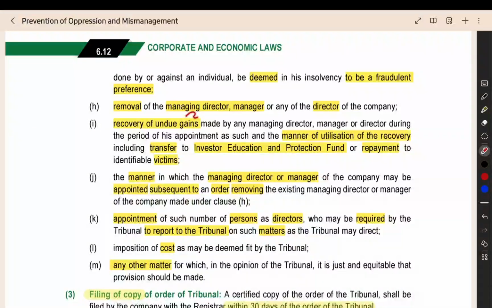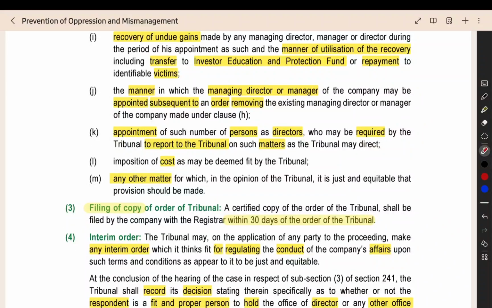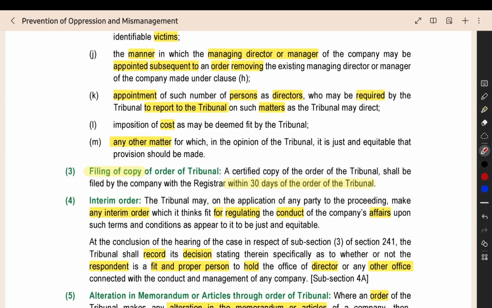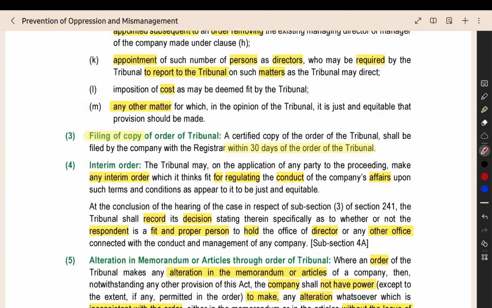So currently there is one managing director. You remove the director by a tribunal order. After that, if you want to appoint a new managing director, how you can appoint, which person you can appoint, what is the eligibility test for the managing director, that also can be specified by the tribunal. The tribunal itself can appoint some persons as directors, and those directors will report to the tribunal whether the company is working properly or not. After the tribunal order, whether they are following it properly or not, the directors will be reporting to the tribunal directly. Then any cost or any other matter can be given by the tribunal also.